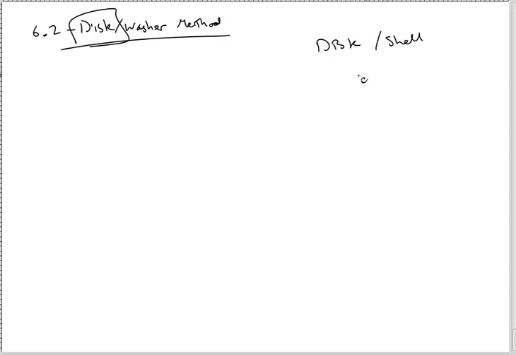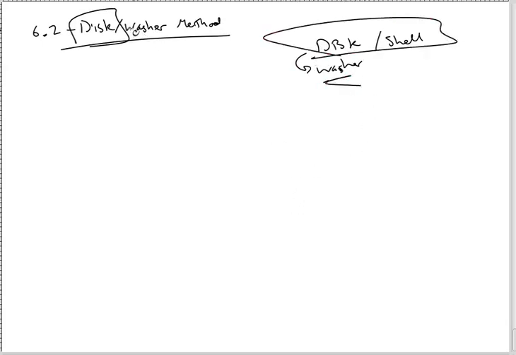I say disk and shell. Washer is just disk. These are the same. Okay, so I just say disk and shell. All right, so there is a washer method, but they're all the same. Let me just go ahead and show it to you.